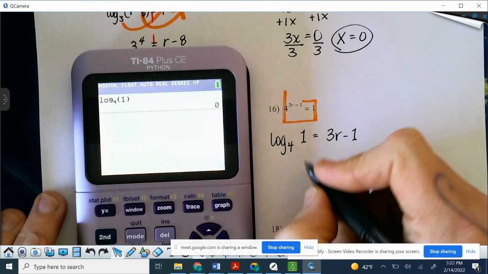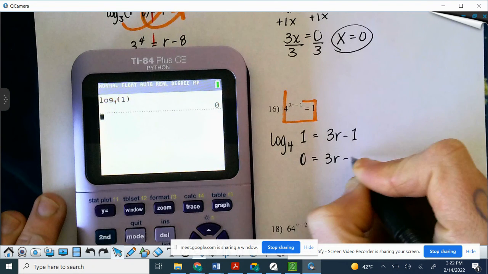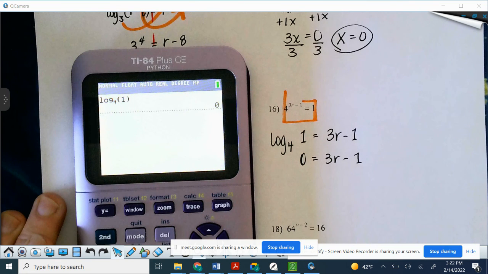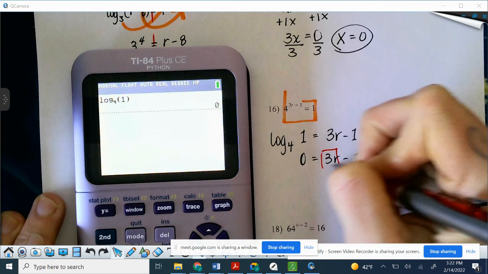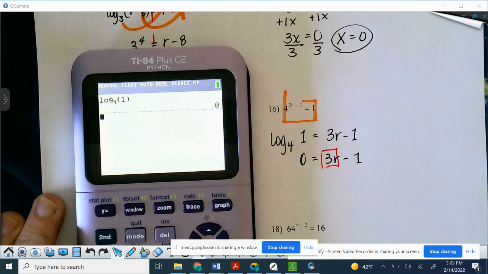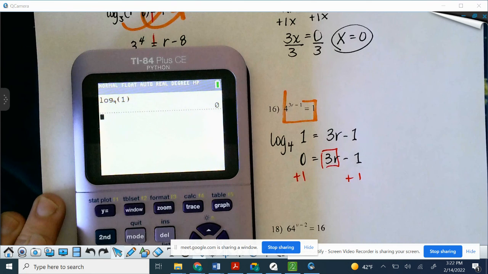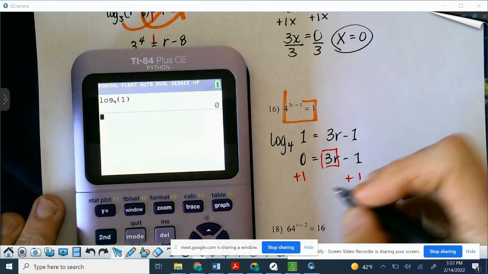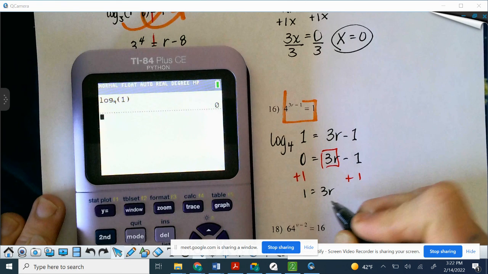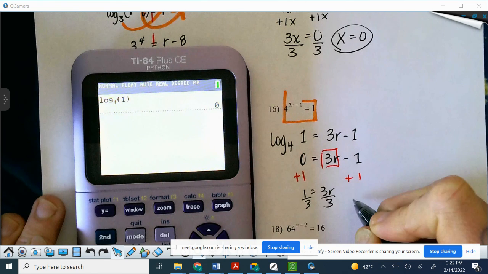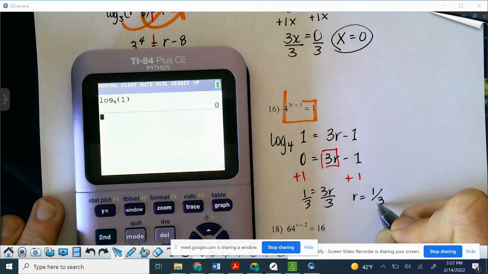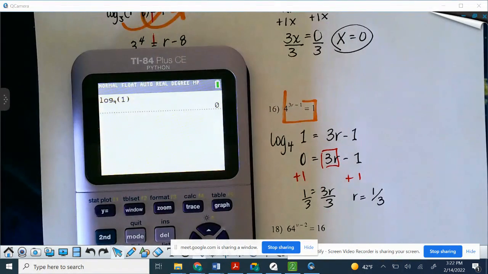So 0 equals 3r minus 1. Get 3r by itself. So I'm going to add 1 to both sides. And so 1 equals 3r. Get rid of the 3 by dividing. r equals 1/3. So that is the switching of it. I'm going to stop for the moment because that's our 30 minutes and see where you're at.